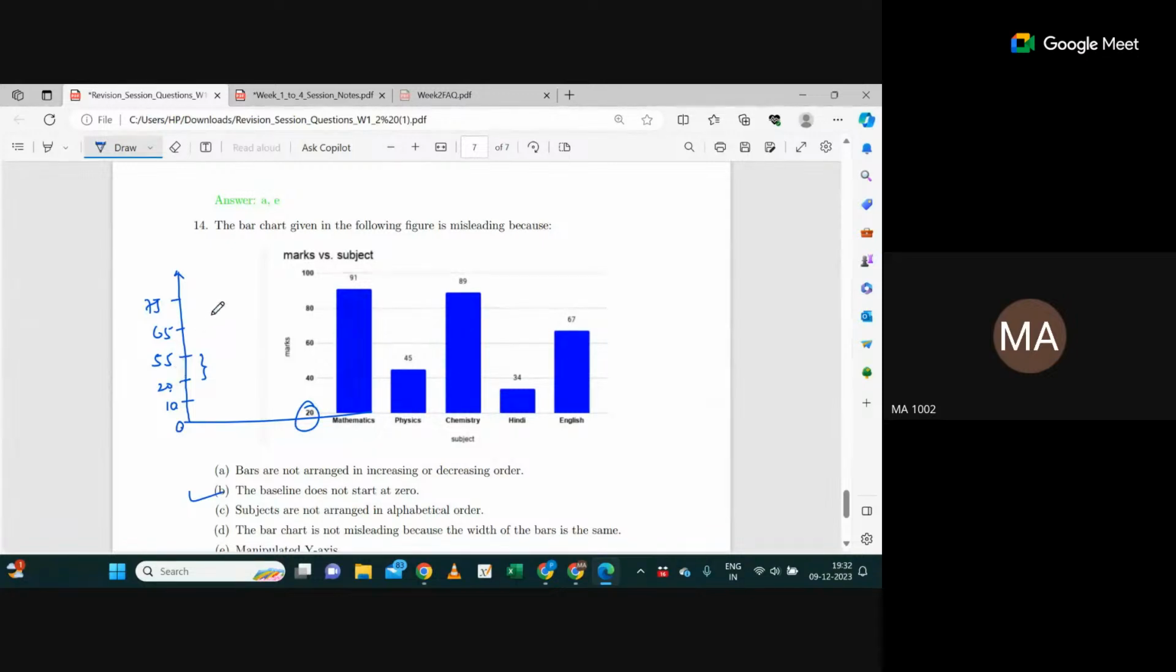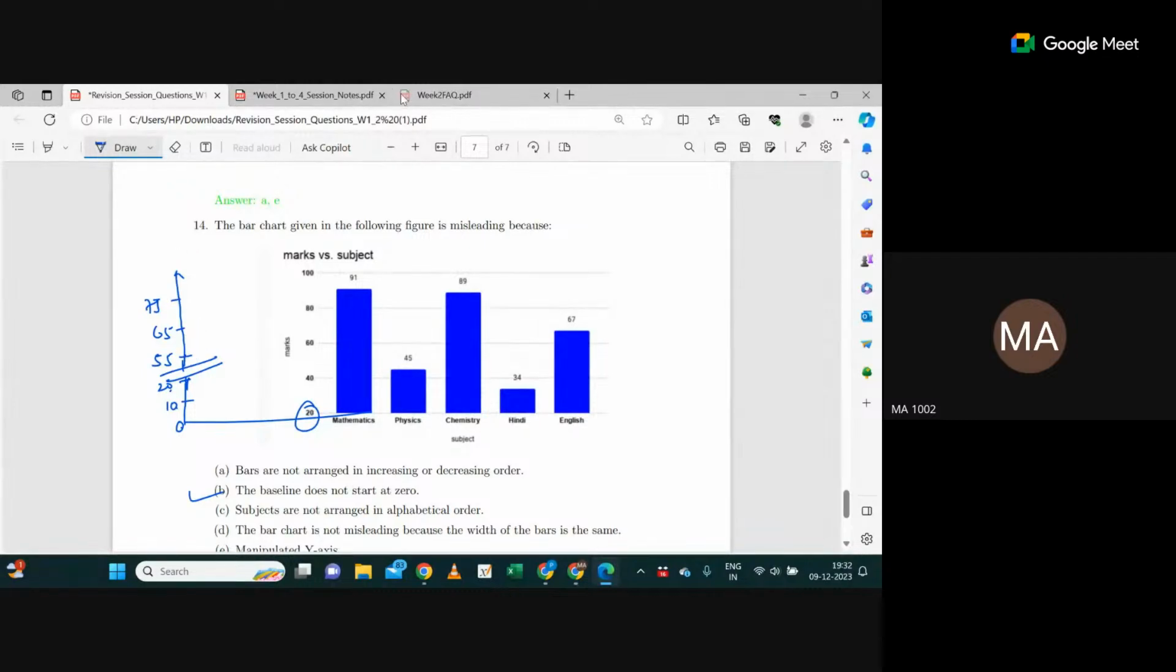I will give you one more example for manipulation on the y-axis. For example, instead of this, suppose I have this kind of graph, and there is a break. Suppose I have represented this break. Now, is this a manipulated y-axis or not? No, sir. Why? Because I have clearly mentioned the break on the y-axis, right? So this is not a manipulated y-axis.